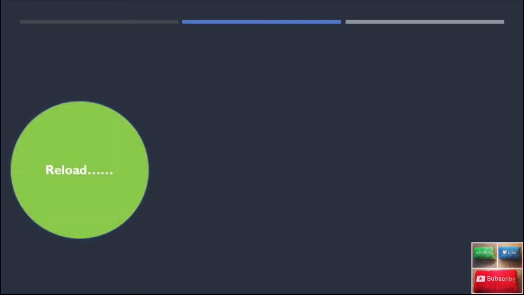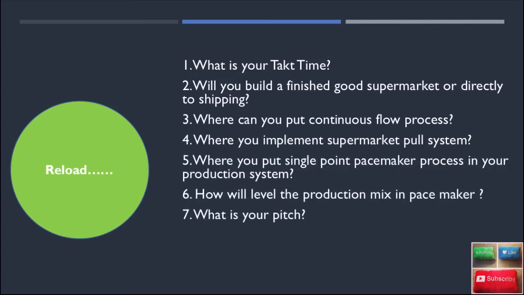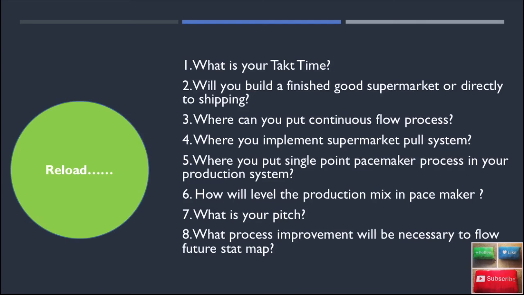I want to make a short recap, meaning I want to summarize what you have studied. First we have to determine our takt time. We have to determine it for each process, and decide whether you want to build a finished goods supermarket or ship directly to shipping. The third step is where you want to put the continuous process flow, which processes you can combine into a continuous flow. The fourth guideline is where you will implement the supermarket pull system, meaning where in the process you want to put the supermarket.